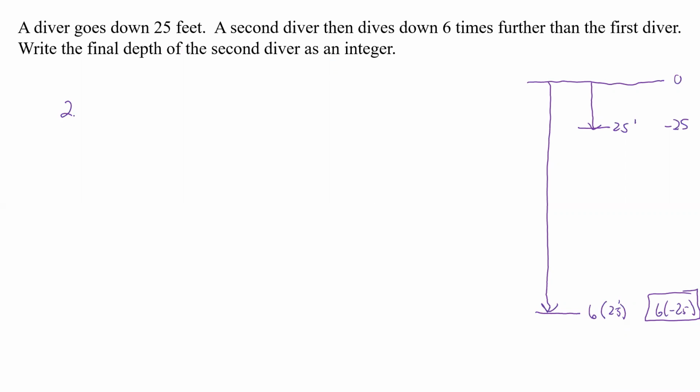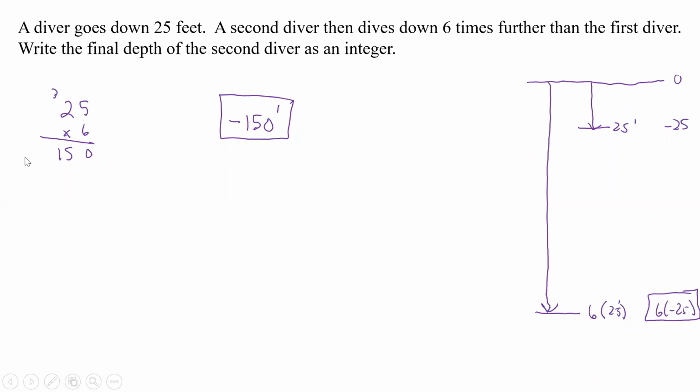So what that means is we're going to take 25 times 6. So 5 times 6 is 30. Carry the 3. 2 times 6 is 12 plus 3 is 15. And we know it's a negative, so it's going to be a negative 150, and the units are feet. So that would be how far that second diver dived down, would be the negative 150 feet.